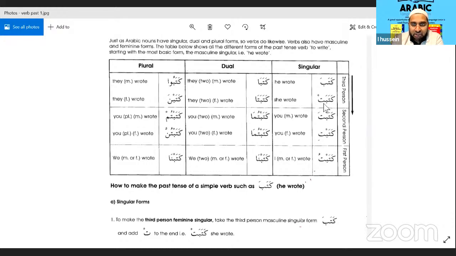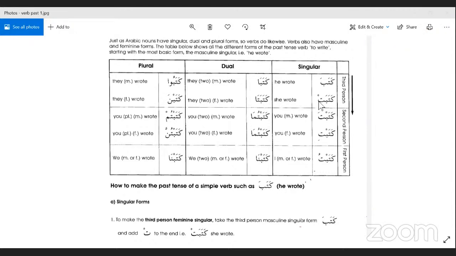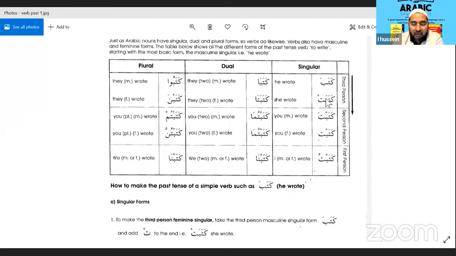Now I'm going to do the next phase with you. Now the next one is she. So to make the verb for she wrote, you add a ta. Can you see the ta? Yeah. You have the ta and it's silent, it has a sukoon on top. So it's katabat. Yes.